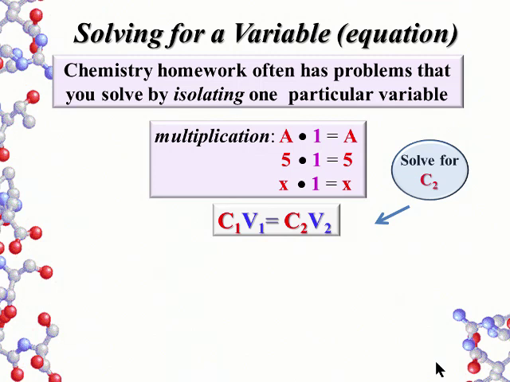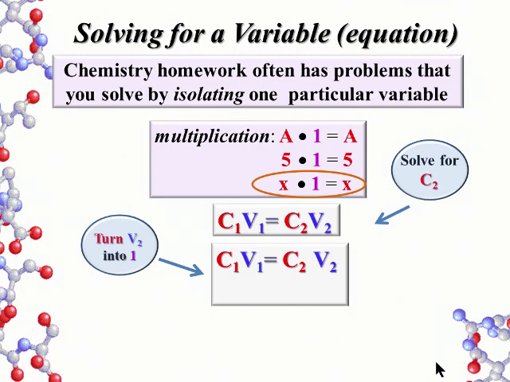Okay, let's go after that equation. We want C2 alone. And it doesn't matter which side of the equation it's alone on. We can use the identity law of multiplication if we can turn V2 into a 1. C2 times 1 is C2. And that is accomplished by dividing both sides of the equation by V2. Remember, whatever you do to one side of the equation, you have to do to the other.